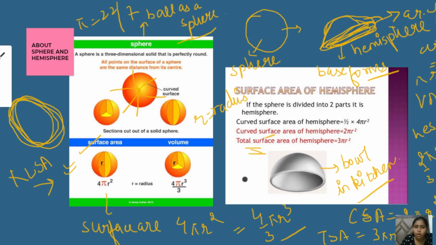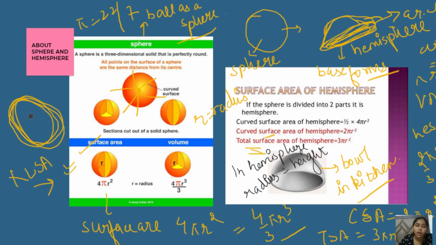Just note it down, people. If you have got any notebook, you just have to note this down. This is very important information. In a hemisphere, radius is always equal to height, because we know that in a sphere the radius is always equal. So when we cut it into equal parts, this will be the radius, this will also be the radius. That is why the radius will be equal to this particular height, right? This is the height and this is the radius, right?